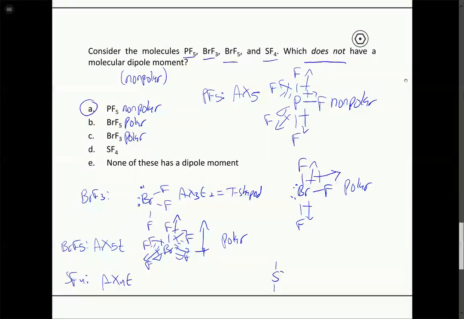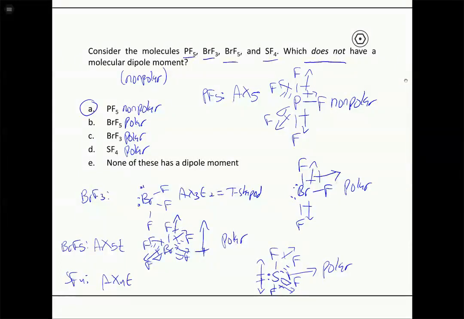Alright, there we go. SF4 has a seesaw geometry. Again, two of them sort of cancel each other out, but then we have a net dipole pointing towards these two, and a net dipole pointing left to right. So this is going to be polar. And any structure that has one lone pair on the central atom is going to be polar without even thinking about it. Alright, so the last three are polar, so choice A is clearly the winner, the only one that's non-polar.